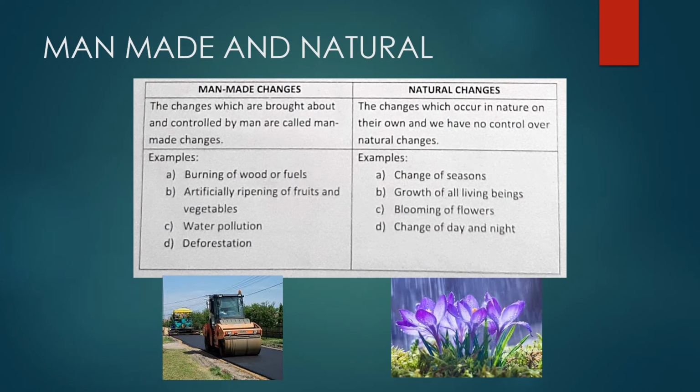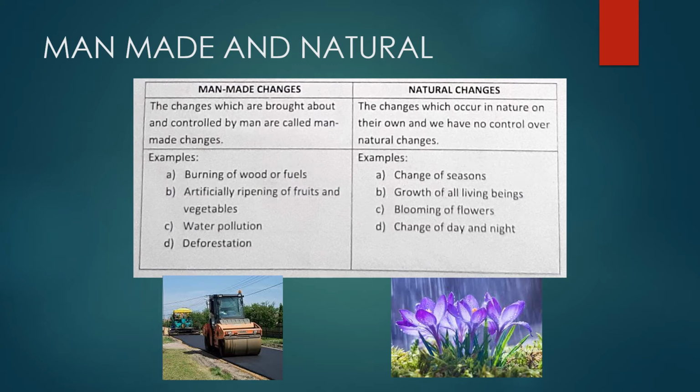There are certain changes which are man-made and there are certain changes which are naturally occurring. Man-made changes are brought about and controlled by man and are called man-made changes, whereas natural changes are the changes which occur in nature on their own and we have no control over natural changes.